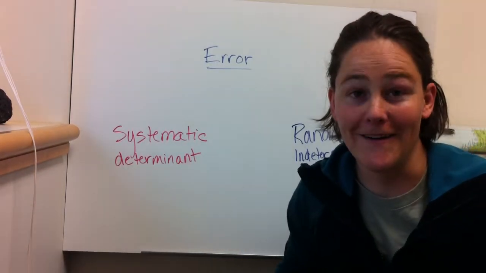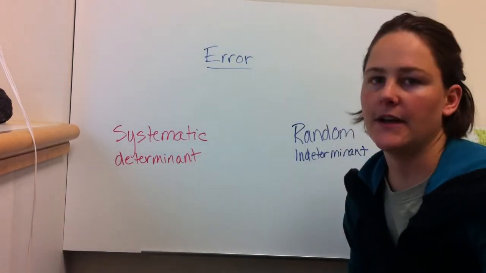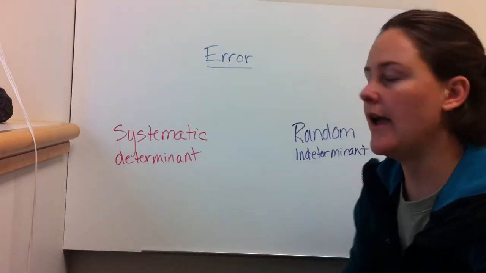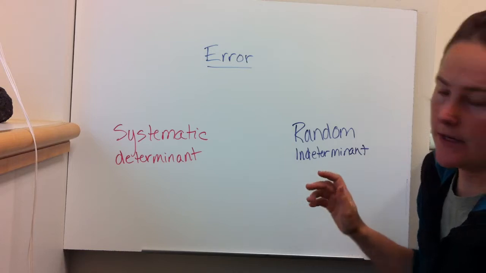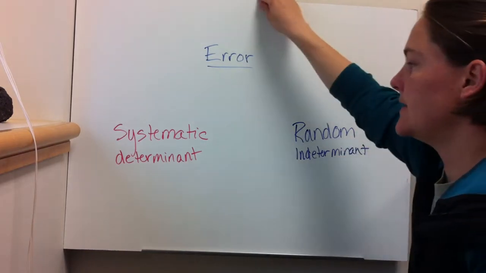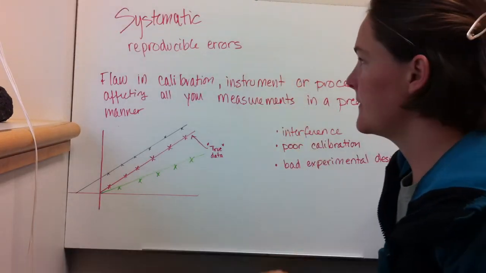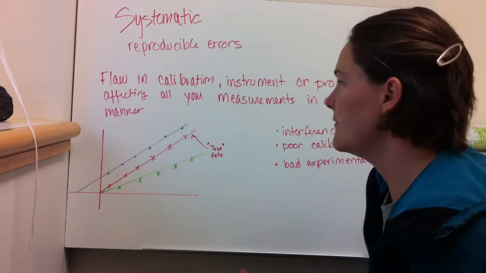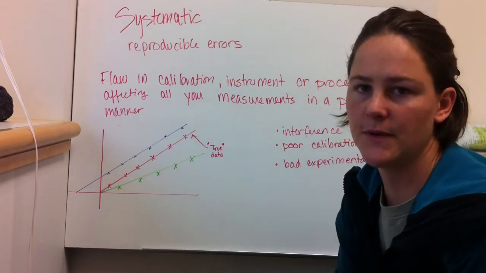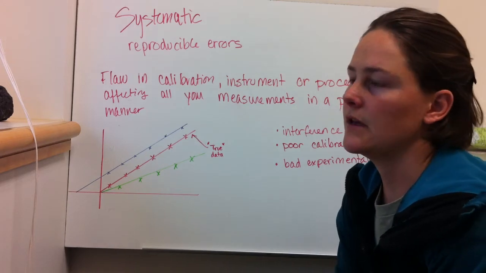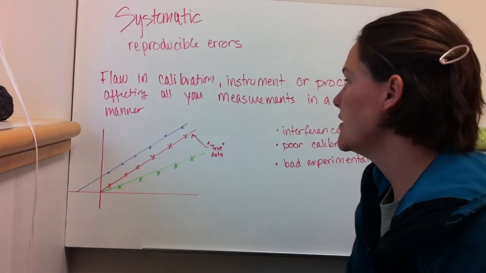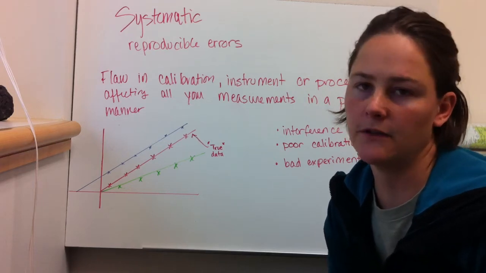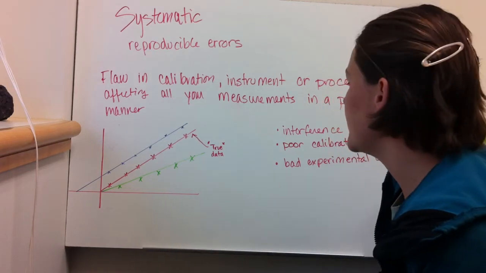Alright, now we're going to talk about error. There are two different kinds of error: systematic error, or determinate error, and random, or indeterminate, error. Systematic error is where you have reproducible errors. There's some flaw in calibration, in the instrument, or in the procedure that affects all of your measurements in a predictable, similar way, in the same way.